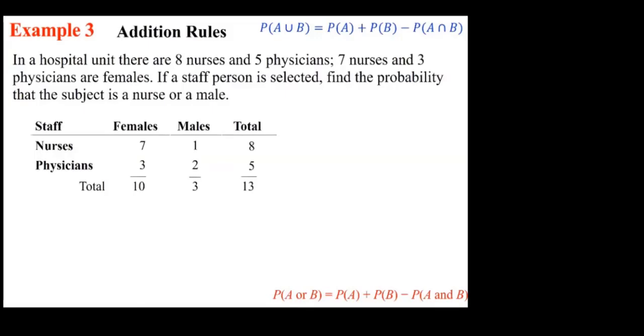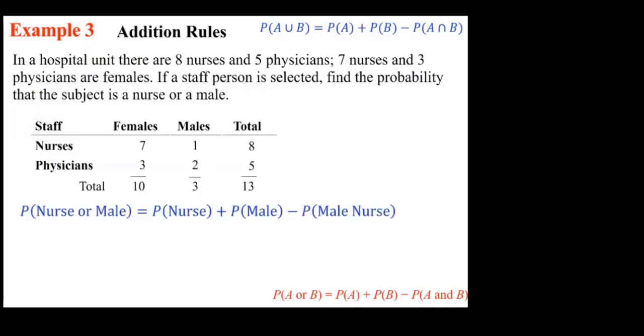Now that we have that, we want to find the probability that the subject is a nurse or a male. So probability of nurse or male. We are looking at a union of events. And so the probability of A plus probability of B minus probability of A intersection B. That means the probability of nurse plus the probability of males, minus the probability of N and M, those that are in common between the nurses and the males.